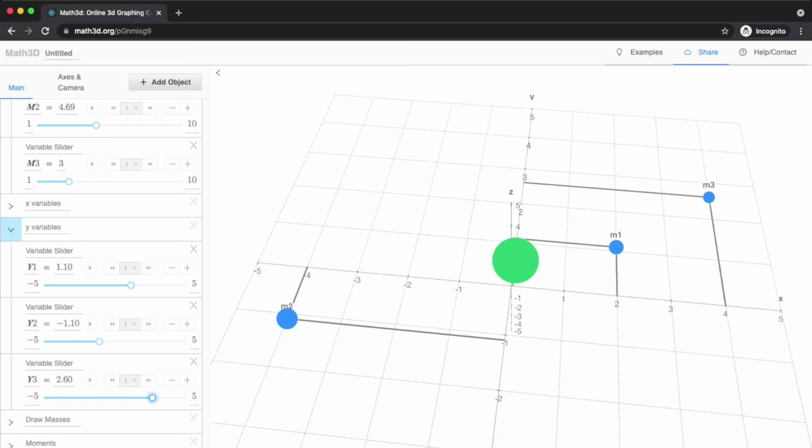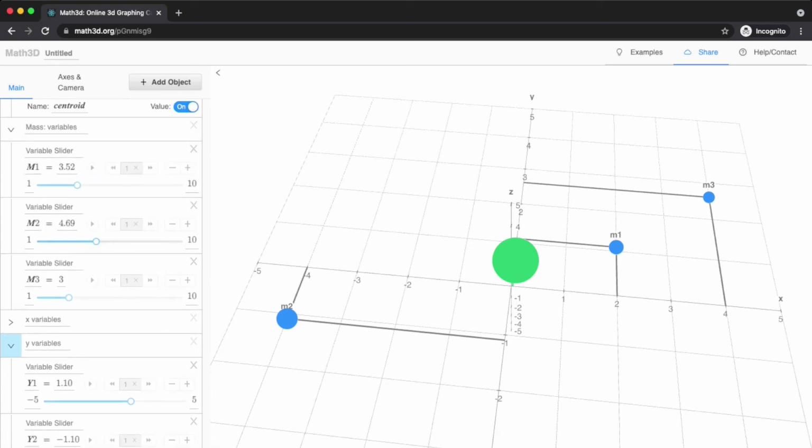Then I'll play a little bit more with this. Maybe I will drop the mass 2 down just to pull that green point away so that it looks a little bit more interesting. So there's where we would place the three-mass system if I wanted to replace it with a single mass with the same rotational tendencies, or the same moments about the x and y axes. That's where I would place it.